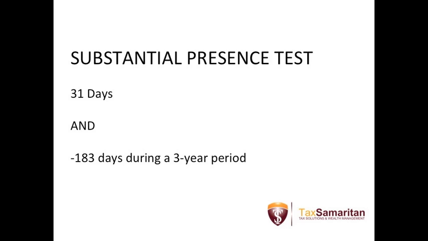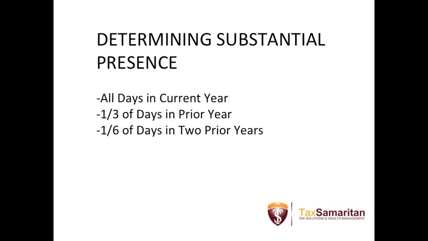If you don't meet the green card test, you must use the substantial presence test to see if you're considered a U.S. resident alien. The substantial presence test is met if you were in the U.S. at least 31 days during the tax year and at least 183 days during the most recent 3-year period, which includes the tax year in question and the 2 prior tax years. The 183-day criteria is determined by counting all the days in the current year and 1/3 of the days in the most recent prior year and 1/6 of the days in the prior year before that.